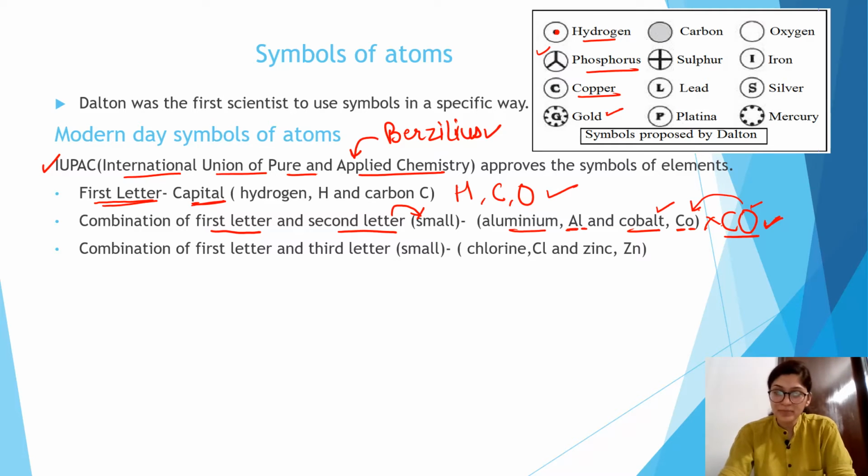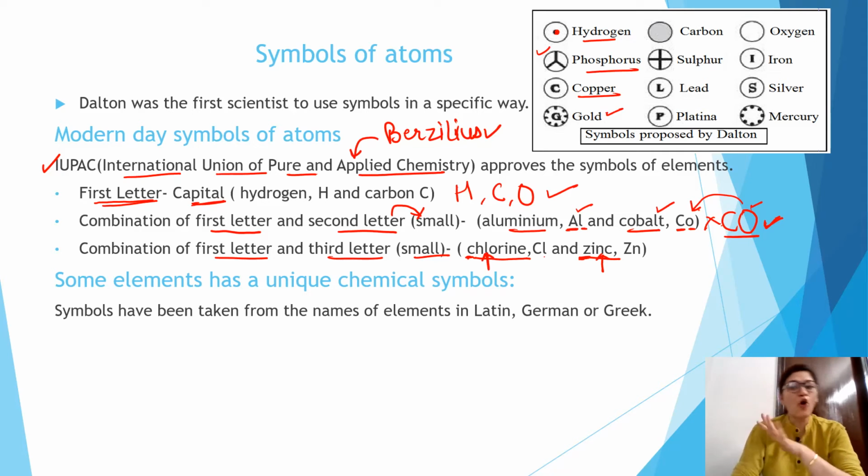So the first is the first letter in capital, the second is the combination of first and second letter where the second letter is in small, and the third is the combination of first and third letter, where the third letter is in small. Like in the case of chlorine, C has to be capital while L has to be small. Zinc, Z has to be capital and N has to be small. This is the way by which the IUPAC approves the criteria of writing symbols.